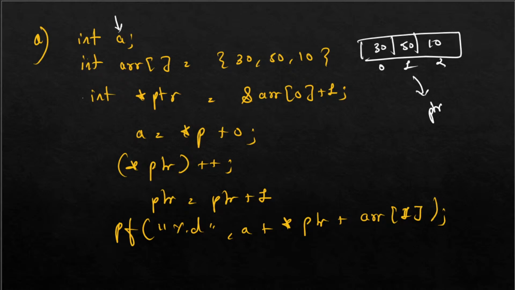In a, what is it storing? The value 50. Okay. Because the pointer PTR is stored in a, so that means in a, 50 is stored. Okay. After that, we will do PTR plus plus. So PTR will shift to here. And PTR will be PTR plus 1. That will happen.